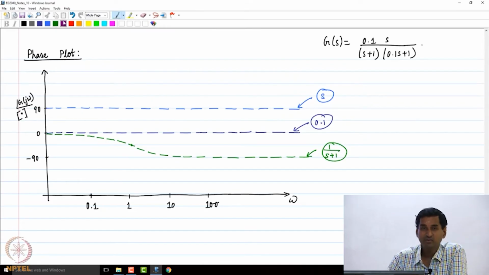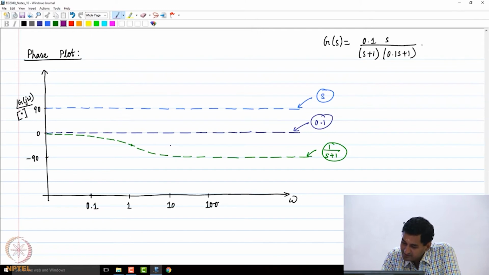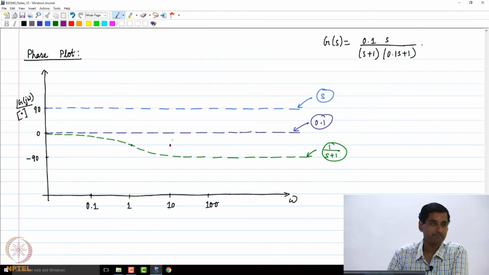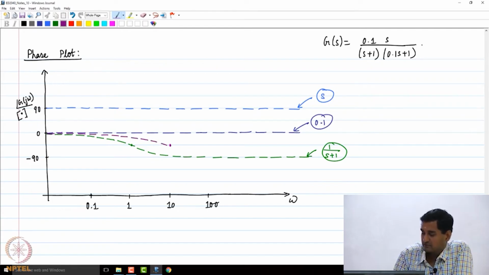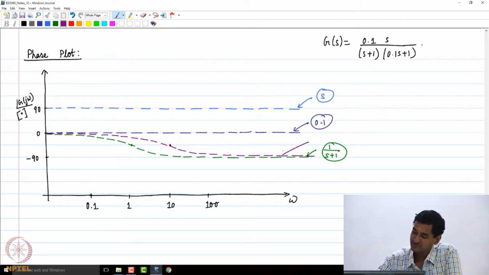Now, what is going to happen with 1 by 0.1 s plus 1? At the corner frequency of 10, we are going to have a phase of minus 45. Okay. So, what is going to happen is the following. We are going to have a phase diagram of 1 by 0.1 s plus 1 coming like this. Okay. So, this is the phase diagram of 1 by 0.1 s plus 1.